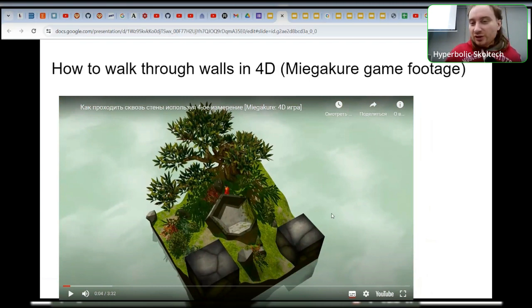So this is game footage. Actually, it is still in development. I'm waiting for it for 10 years already. The name is Miegakure. I don't know how to pronounce it. You can find some information about it on the web. Some puzzle game.